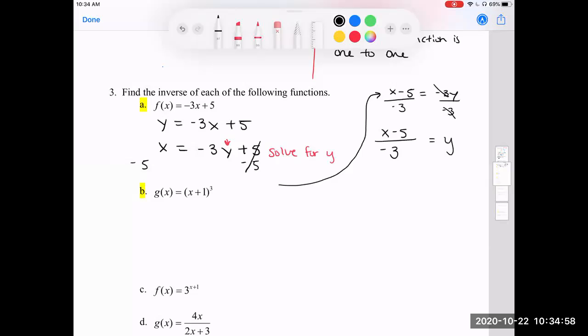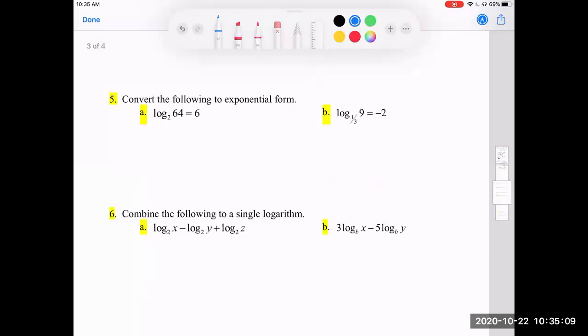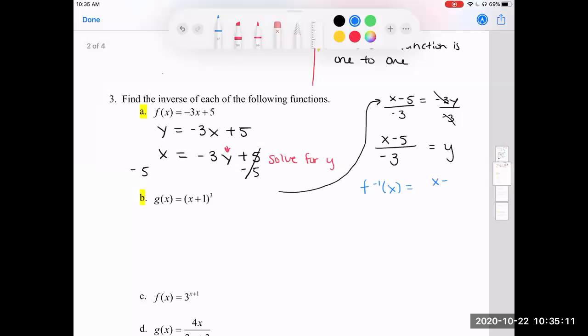And we were able to find the inverse. That's our answer. Last step, let's just change that y to inverse notation. So I have f inverse of x is equal to x minus 5 over negative 3.